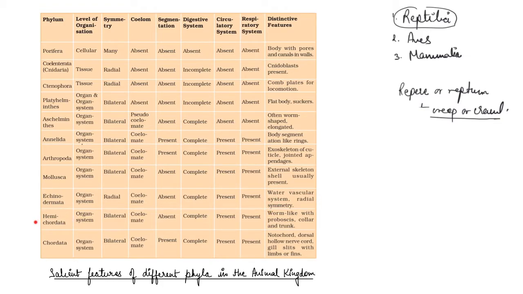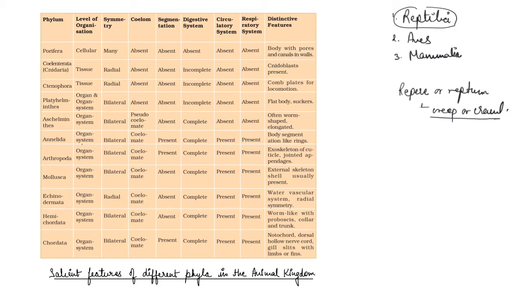Okay. Then it is Hemichordata where you have organ system level. Symmetry is bilateral. They again are coelomate. Segmentation is not there, but digestive, circulatory, and respiratory system is there. Now their distinctive feature is worm-like body with proboscis, collar, and trunk.